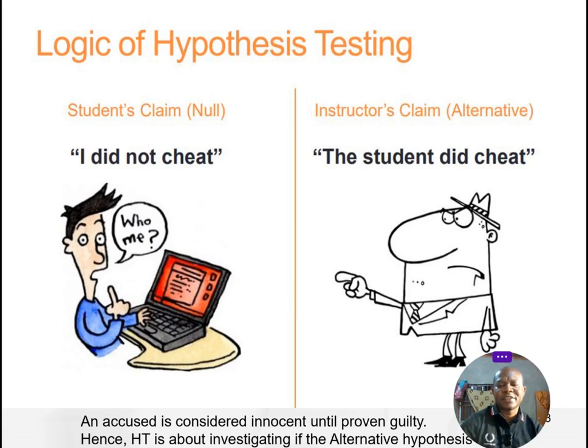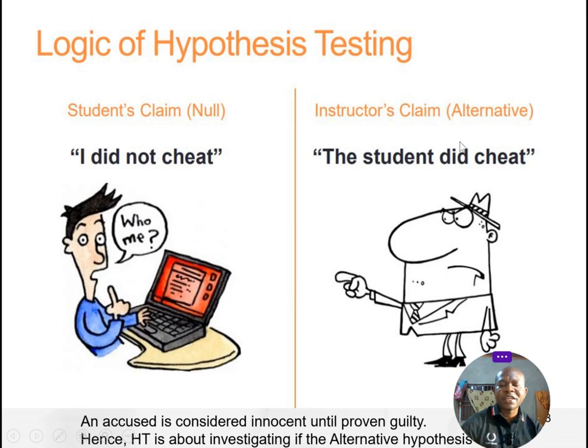Now, if you look at the slide, you have a statement: I did not cheat, which is the position of the student. Now, an examiner, or call it an invigilator, took a position that the student did cheat, maybe in an exam hall. Now, the position of the student is what we describe as the null hypothesis. That's the claim of the student. While the position or the claim of the researcher, who is the instructor now, is the alternative hypothesis.